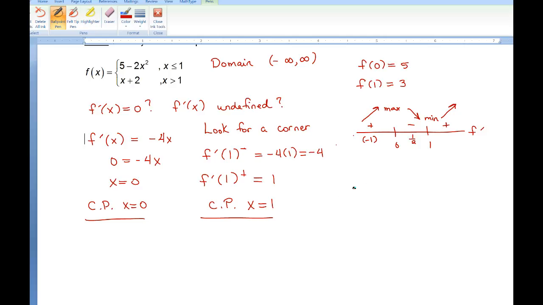So at 0, we have a maximum equal to 5 at x equals 0, and we have a minimum equal to 3 at x equals 1.